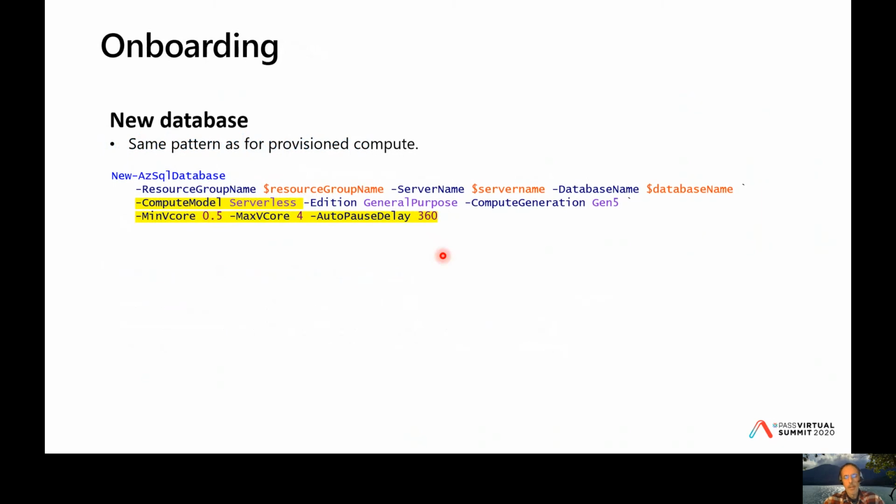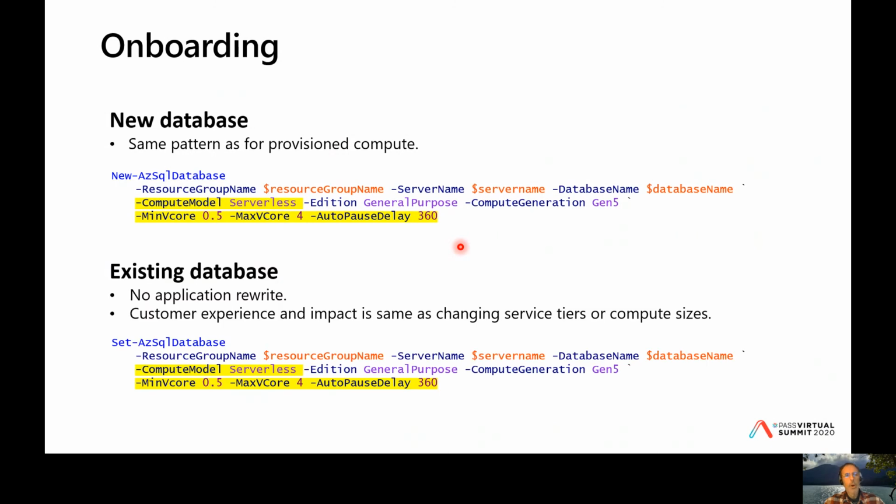Onboarding to serverless is very straightforward and generally follows the patterns for provision compute. So here I'm showing a PowerShell commandlet and highlighting the four parameters that distinguish creating a database in serverless versus provision compute. The compute model needs to be specified as serverless, and then these three configuration parameters that we've discussed: the minimum number of cores, max number of cores, and auto pause delay.